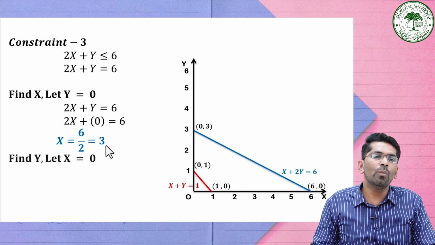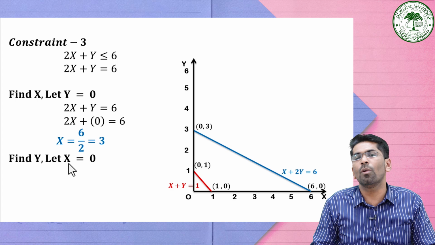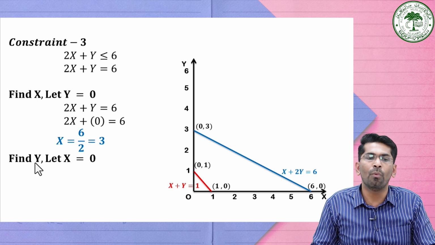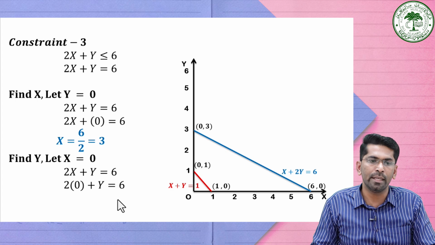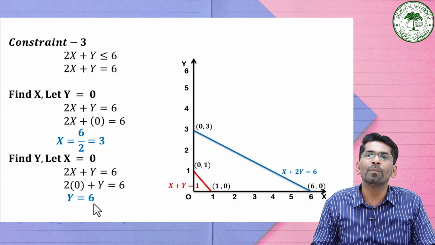Similarly, assuming the value of x is equal to 0, what is the value of y? I am going to substitute x equal to 0 here, then it becomes 2 into 0 plus y, which is equal to 6. So 2 into 0, of course, is 0, then y is equal to 6. So this is the other point: when x is equal to 0, the value of y is equal to 6. Now I am going to plot these 2 points again.